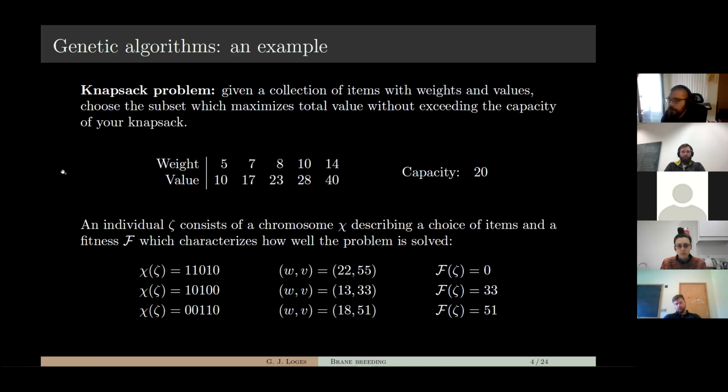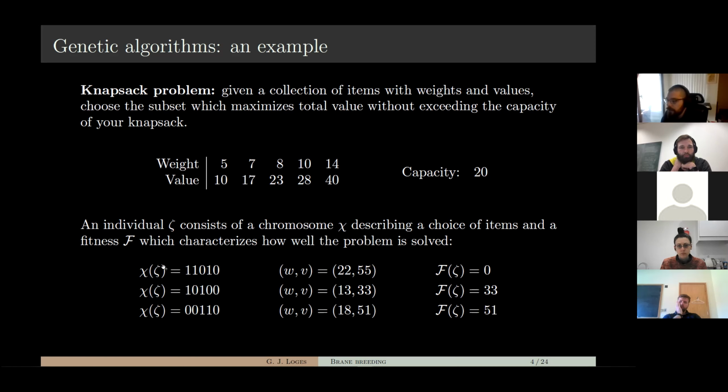So just as a toy example of how this works in practice, there's a problem known as the knapsack problem, where you're given a collection of items of different weights and values. The task is to maximize the total value, given that you have to be below some maximum capacity for your knapsack. So we can phrase this in terms of genetic algorithms. You have individuals which consist of the choice of items to be selected. We can represent that as zeros and ones here.